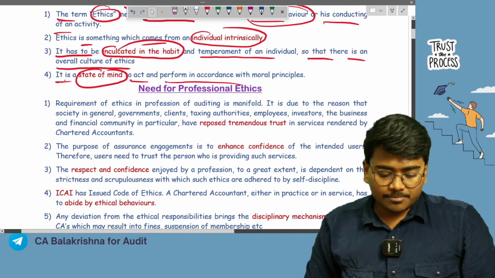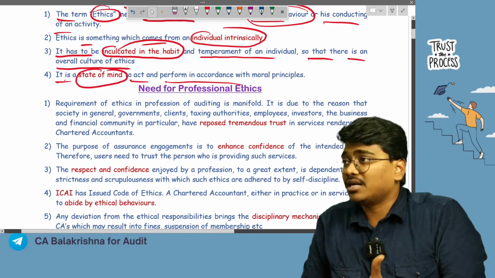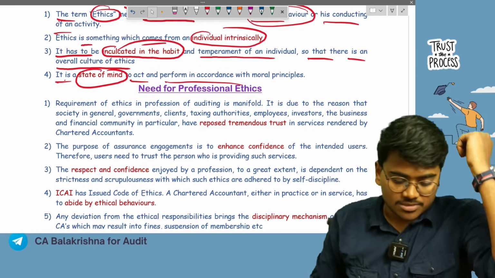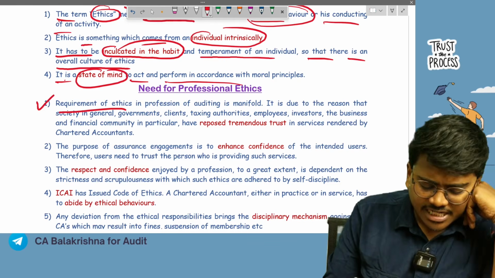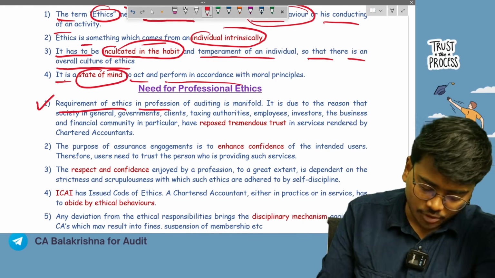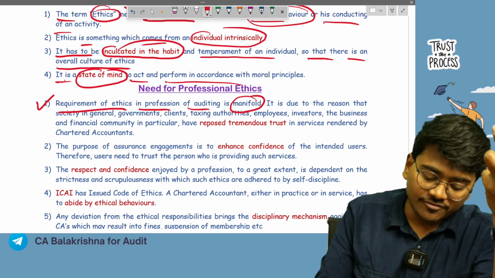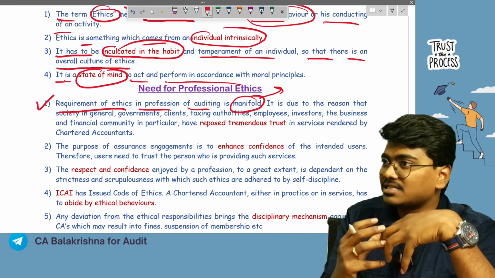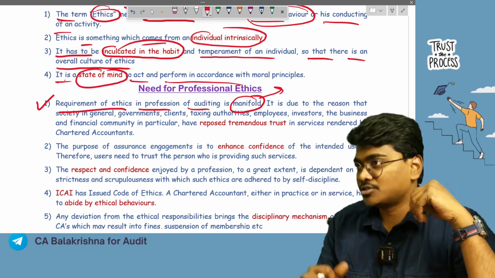Now, need for professional ethics. What is the need for professional ethics for chartered accountants? Let us see that. Requirement of ethics in the profession of auditing is manifold. Manifold means there are many reasons why ethics is required in the profession of chartered accountancy.